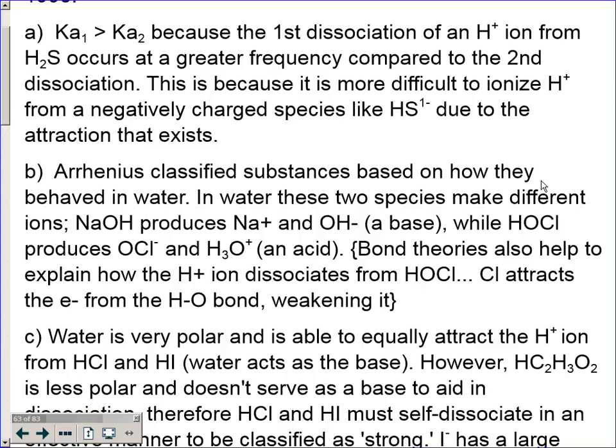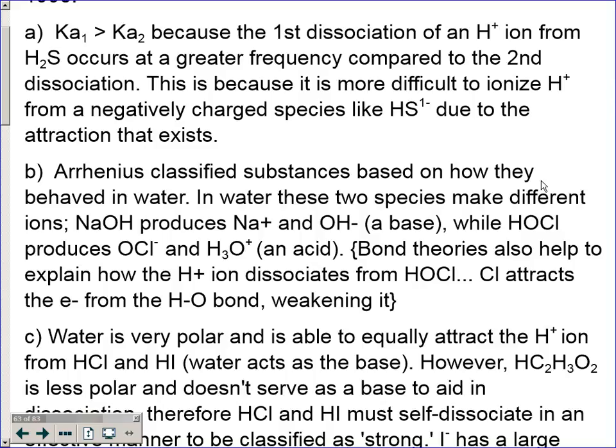So this is as brief as I could probably make it. My other one is like a paragraph long. But basically the first dissociation of an H plus ion from hydrosulfuric acid occurs at a greater frequency compared to the second dissociation. So that greater frequency just means you make more ions. Make more ions, larger K value. That's just products over reactants again.